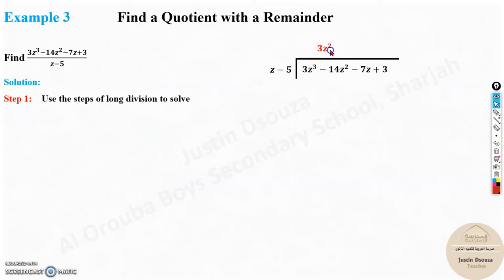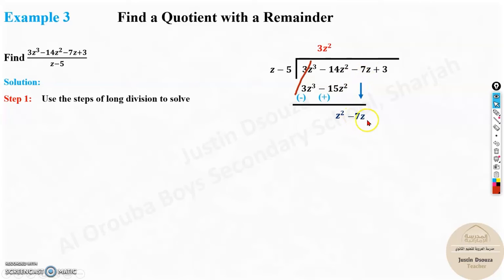Multiply z with, not x, sorry, it's z. Multiply z with 3z squared. It'll be 3z cubed. And same thing with minus 5 over here. It'll be minus 15z squared. Next, change the signs. Over here, it'll be minus becomes plus, plus becomes minus. This is gone, cancels. Solve this. You will be remaining with 1z squared. See, this is the answer. Why? Because plus and minus. Minus 14 plus 15 will give you z squared. That's 1z squared. Bring the next term down.